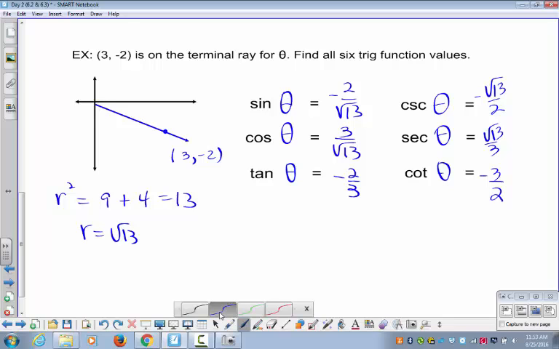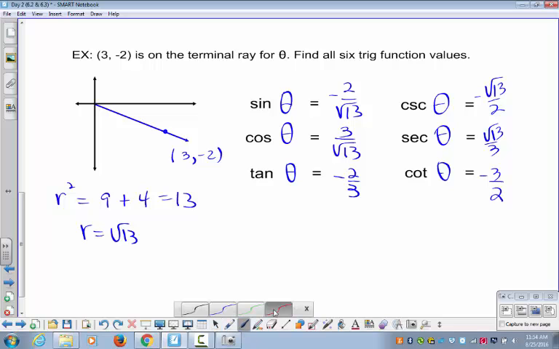So now the question is theta. We haven't identified theta. We haven't found theta. We just found the trig function values of theta. And it just said that theta is on this terminal ray. So we didn't even decide whether it's a positive theta or a negative theta, and it doesn't matter.